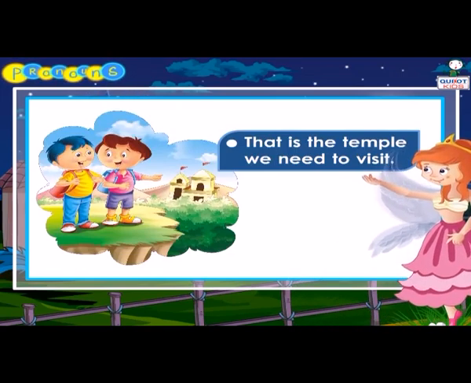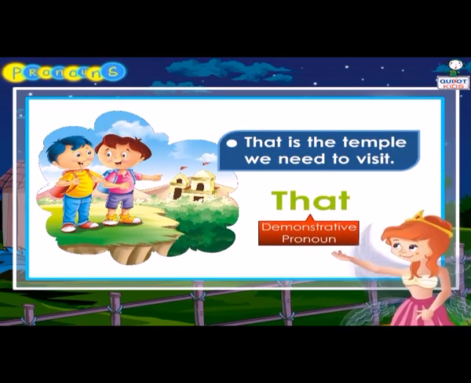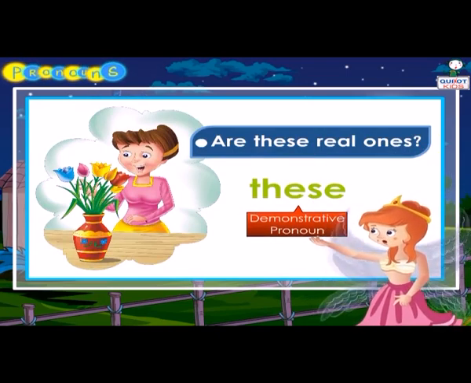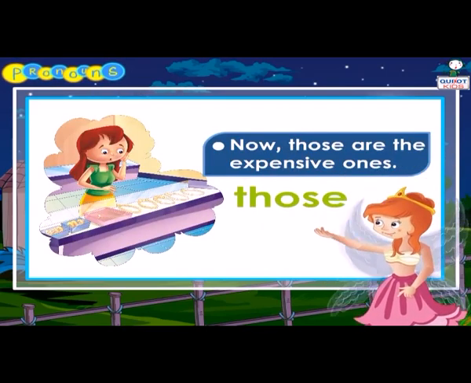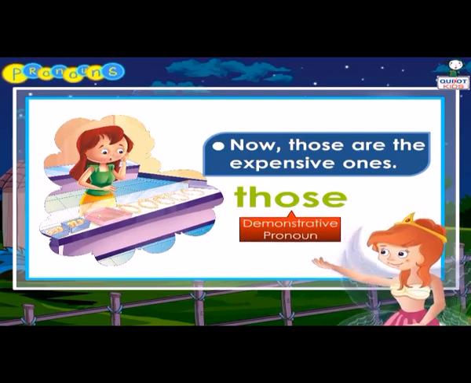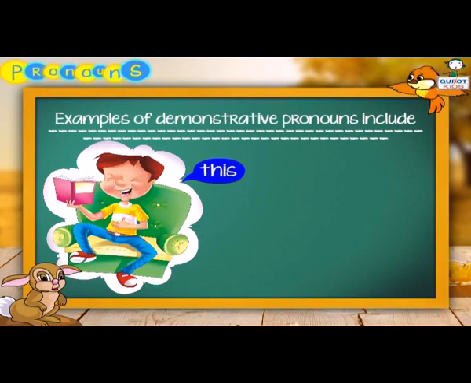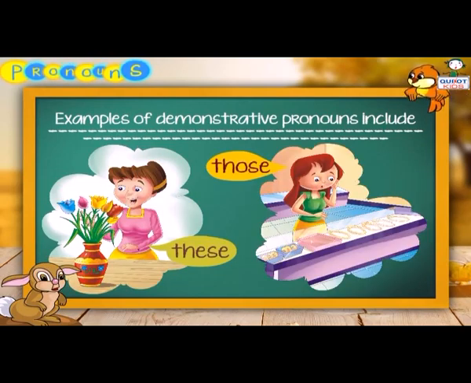That is the temple we need to visit. That is demonstrative pronoun. Are these real ones? These is demonstrative pronoun. Now, those are the expensive ones. Those is demonstrative pronoun. Examples of demonstrative pronouns include this, that, these, and those.